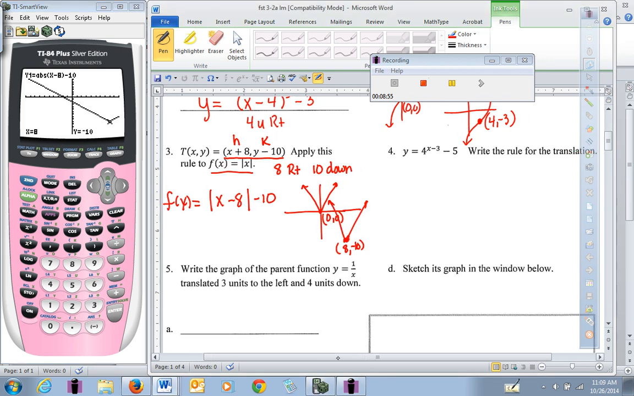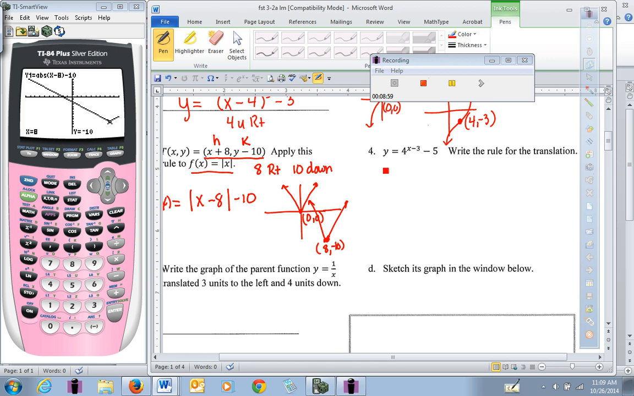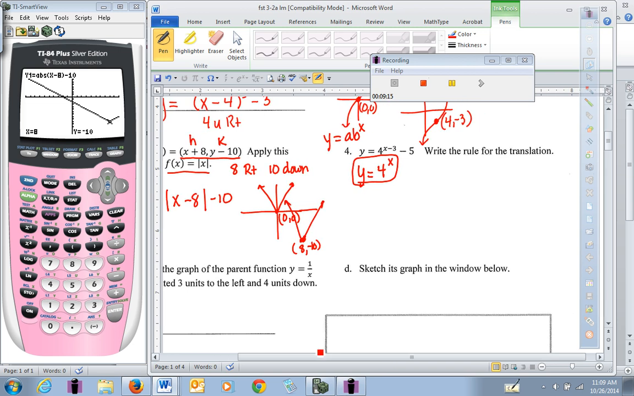Okay, now the next one's going to be a little bit more challenging because this is an offspring of the graph of y equals 4 to the x. So it's that y equals a b to the x. This is an exponential problem. And what you're going to notice about this is what we've done to this. It wants us to write the rule, and they gave us the equation. So you have y equals 4 to the x minus 3, and then you have a minus 5 right here.